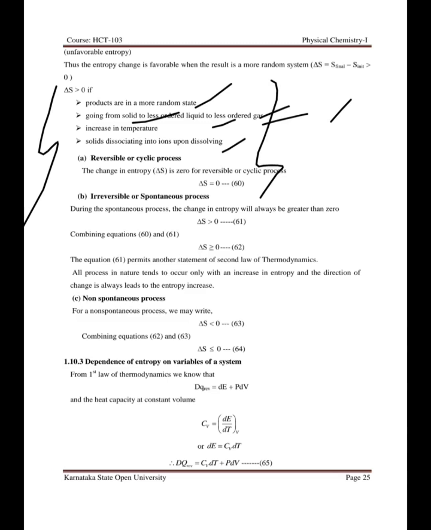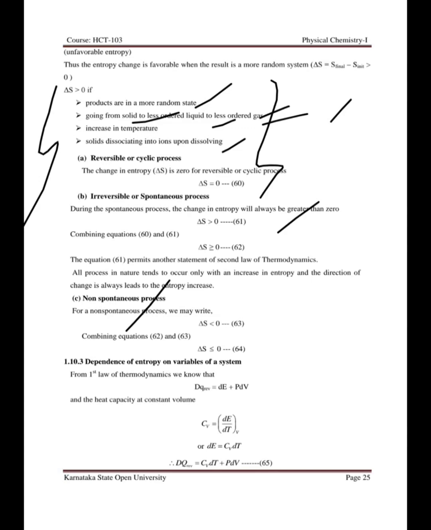So further, reversible or cyclic process, irreversible or spontaneous process. There are two types of process, and the third one is the non-spontaneous process. When the change in entropy is zero, that means delta S is zero, that is the reversible or cyclic process. Cyclic process and reversible process, previously we have explained the terms. Go through that.